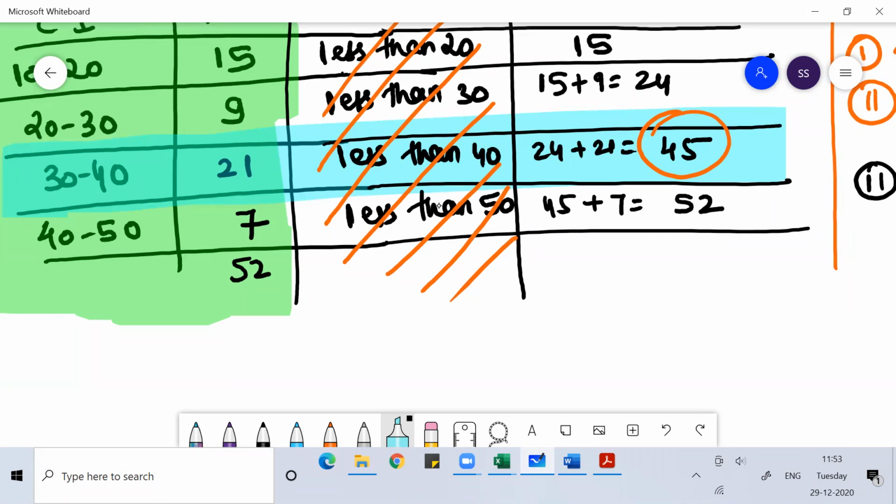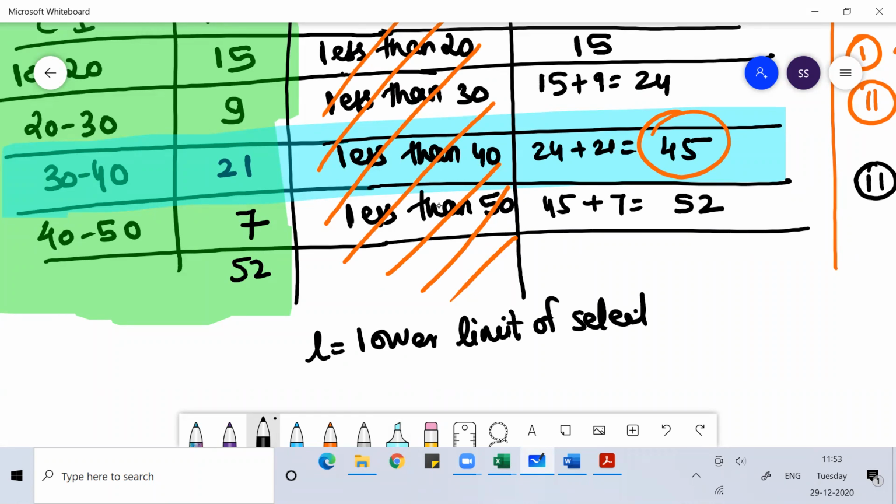Now according to this, you will find the L. What is L? L is the lower limit of the selected class interval.